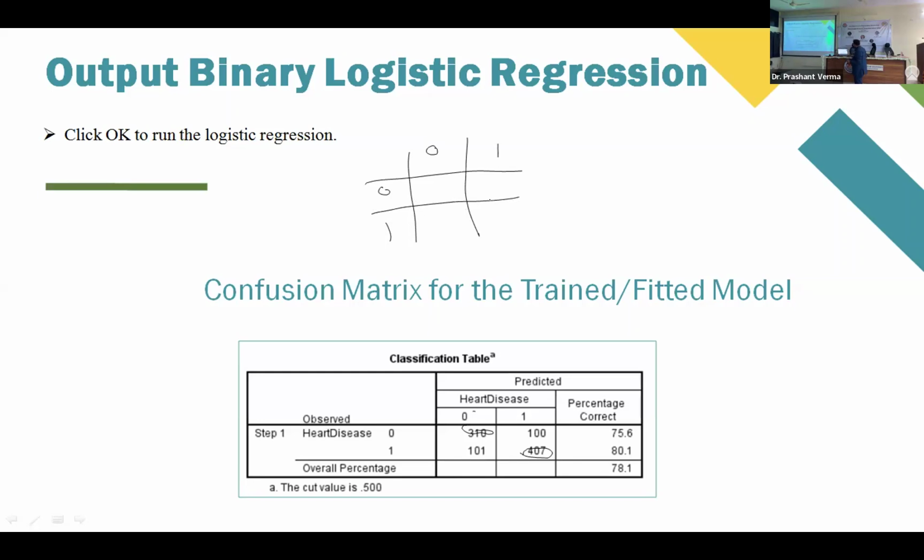Huh? Okay. Suppose our model predicted everything as 0. So it was suppose 900. Yeah, bhai. Okay, can you see it?